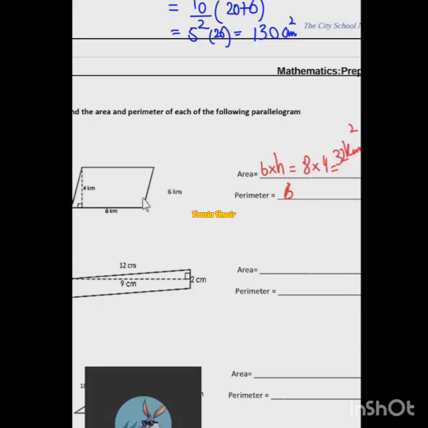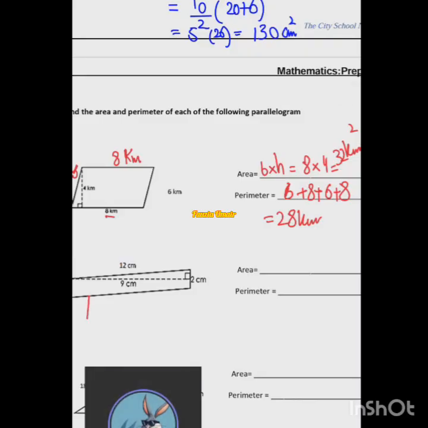How can we find it? We need to add all the four sides. If this is 8 kilometer, this will also be 8 kilometer because a parallelogram is, you can say, a tilted form of a rectangle. If this is 6 kilometer, this is also 6 kilometer. So now we need to add all the four sides. 6 plus 8 plus 6 plus 8. 28 kilometers. Right? Yes, ma'am.